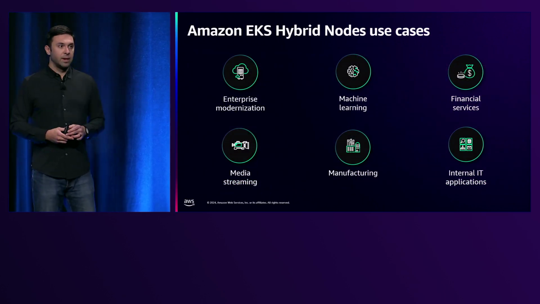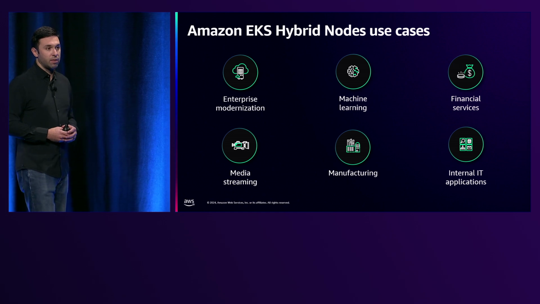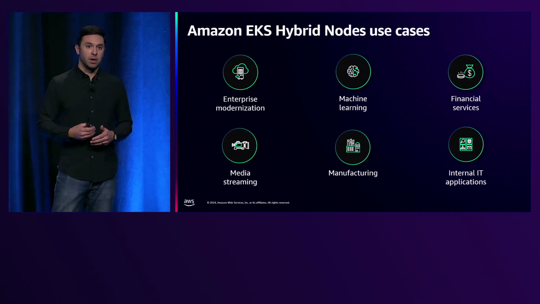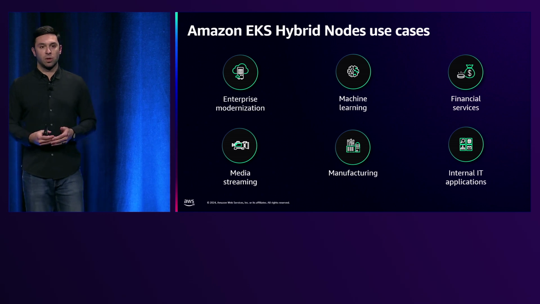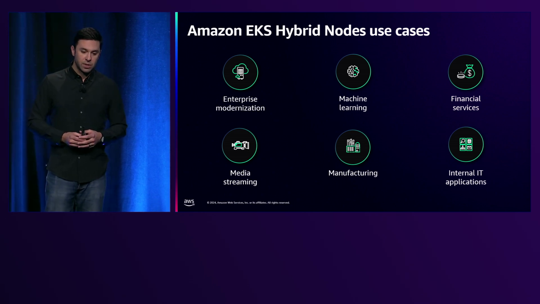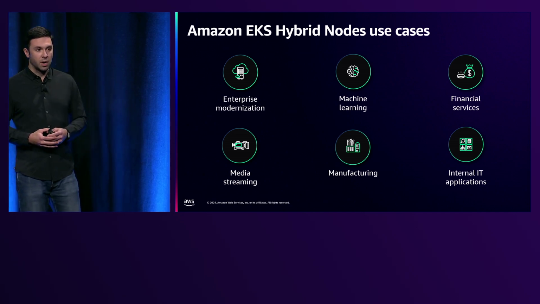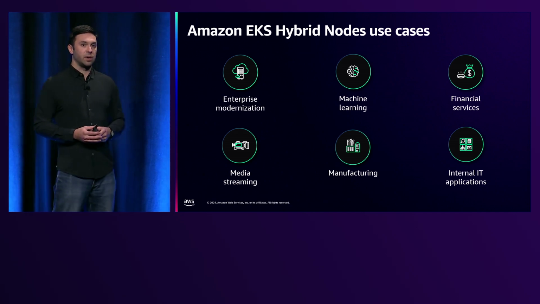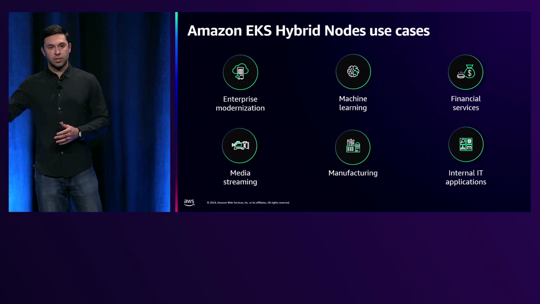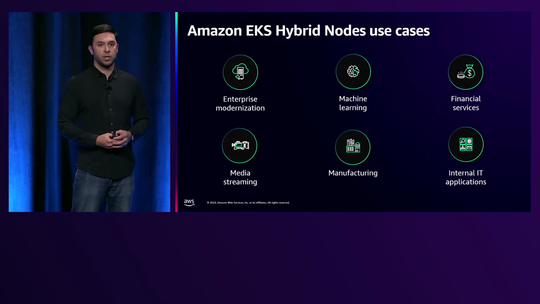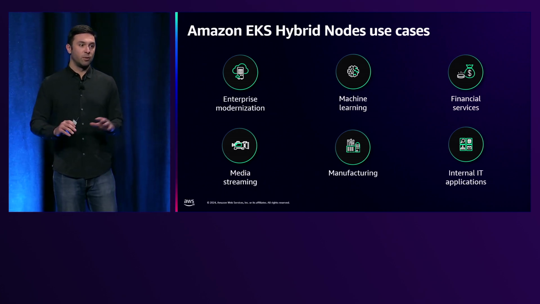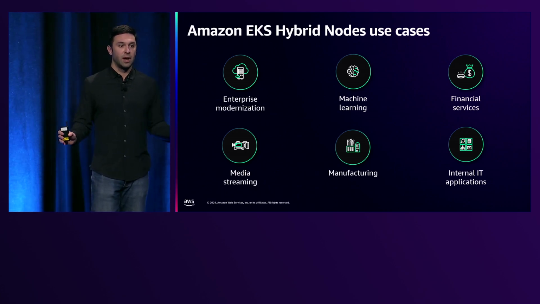So we've seen interest in hybrid nodes across industry verticals and for a number of use cases. And a lot of this came in the months leading up to our launch during our preview period. To touch on a few of these use cases here, the first one is enterprise modernization. So customers that are either running on virtual machines on premises today or are self-managing another Kubernetes solution. These customers have told us, listen, we don't want to manage Kubernetes control planes. We just want to connect this stuff to an EKS cluster and be done with it.